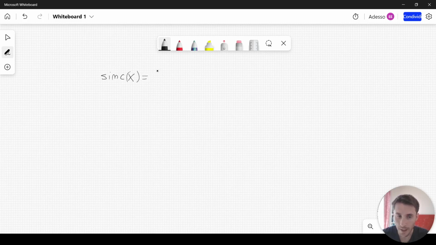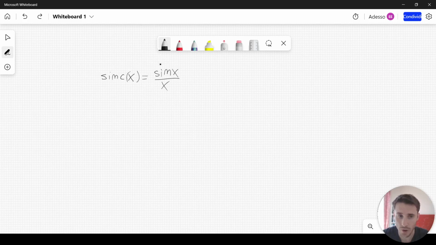and this function is defined as the sine of x divided by x. Some other times you have a factor of pi, so instead of this definition, you might have the following one. So you have sine of pi x over pi x. But we are going to use this definition here. So sine of x over x.